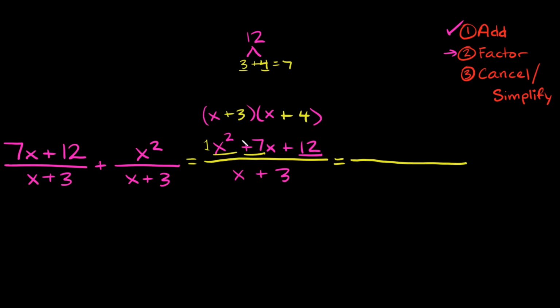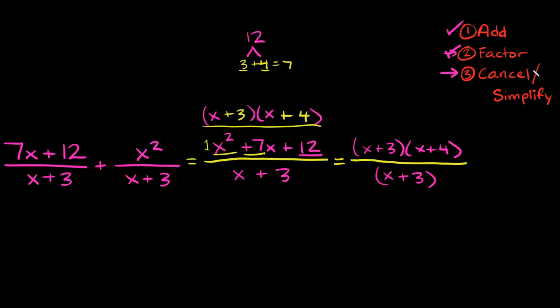So on top, we just factored this, right? And it's right here. So x plus 3 times x plus 4. Okay, now let's move on to the bottom. Can we factor the bottom? No, right? This is already as simplified as it can get. So x plus 3. So we'll bring that over. If you want, you could throw that in a set of parentheses too. Okay, cool. So we're done factoring.